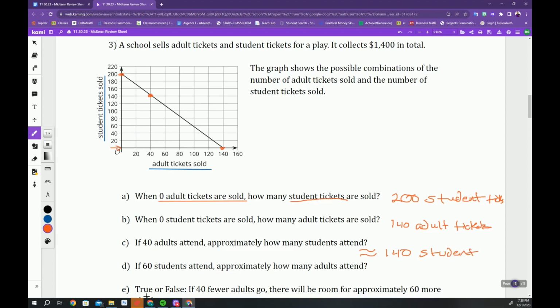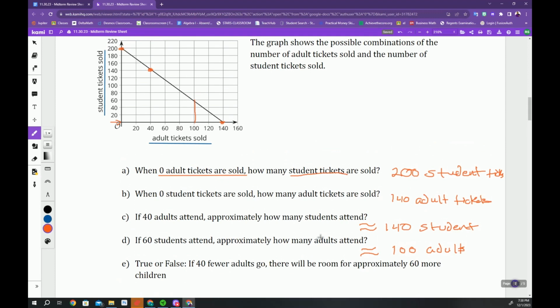Now, if 60 students attend, approximately how many adults attend? If 60 students attend, then approximately 100. Approximately, this little squiggly line means approximately. Approximately 100 students attend. Sorry, 100 adults attend.